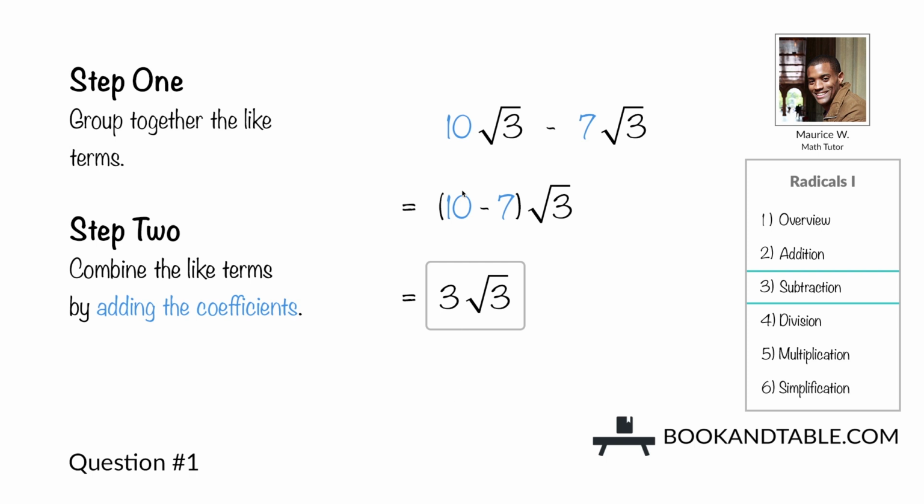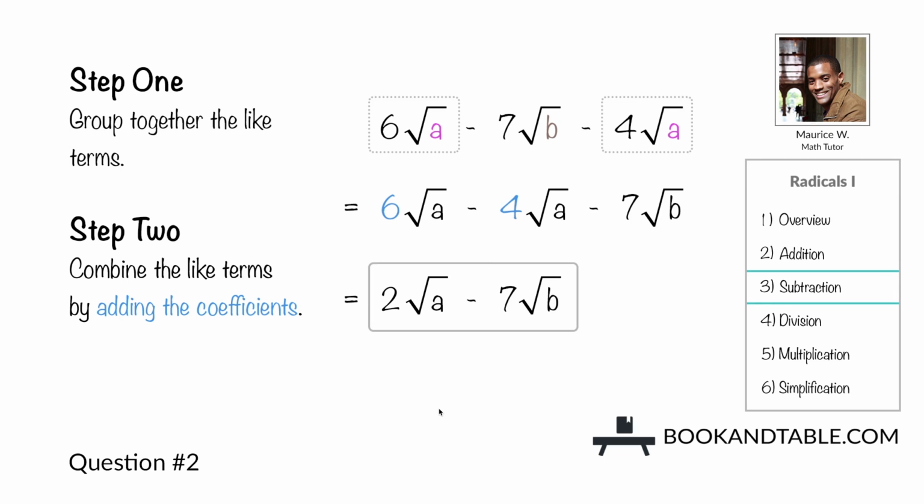So finding the difference and adding the radicands are the same, except our signs are different. That's the only difference between addition and subtraction. Step 1, group together the like terms. So both of our terms already have the same radicand, which makes them like terms. Step 2, combine the like terms by adding the coefficients. So 10 plus negative 7 is equivalent to finding the difference, which would be 10 minus 7, which is equal to 3 radical 3. So the answer to question number 1 is 3 radical 3.